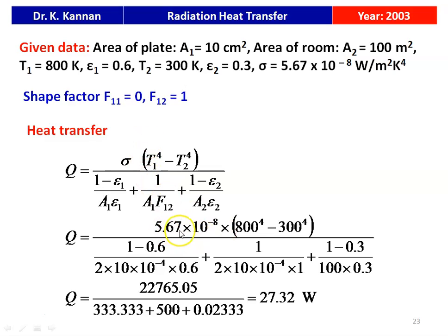So the numerator is 5.67 × 10⁻⁸ into 800 to the power 4 minus 300 to the power 4. In the denominator, the area of the plate is given as 10 centimeter square, 10 into 10 power minus 4. And you have to multiply by 2 because both surfaces of the plate are involved in the radiation heat transfer. So 2 into 10 into 10 power minus 4 into 0.6. Then the shape factor, again the area of the plate, 2 into 10 into 10 power minus 4, F12 equal to 1 as we calculated, plus 1 minus 0.3 divided by A2 equal to 100 meter square, so 100 into 0.3. So calculating, it is 27.32 watts. The amount of heat transfer between the plate and the walls of the room is 27.32 watts.